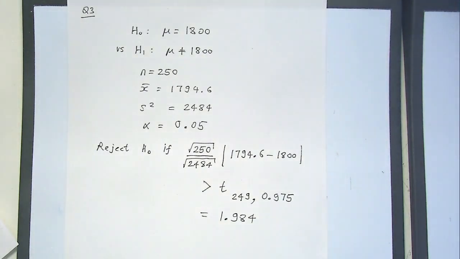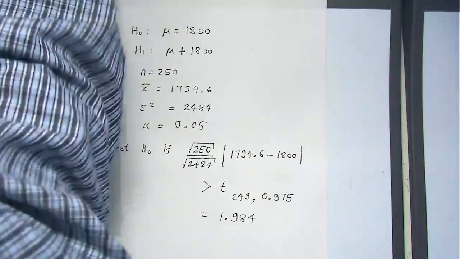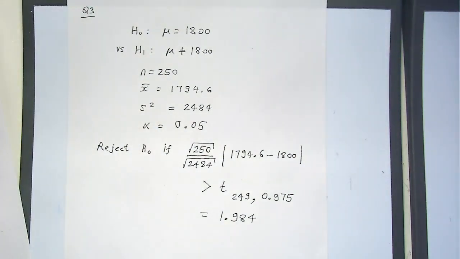And if you have a calculator, you can work this out and see if it is greater or less than this. And if it is greater, then you reject the null hypothesis. Otherwise, you accept it. Yeah. All right, guys. Can you now move to the next question? Can you do question 6, please, now? Question 6.